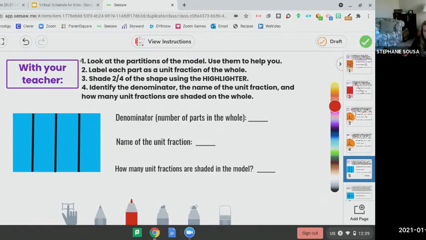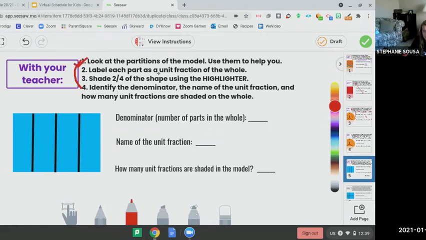Five again has 4 steps of directions. So I'm going to make sure that I do all 4. I'm not going to skip them. Go ahead and go to slide 5. Look at the partitions of the model and use them to help you. Here's my partitions. I have looked at them.